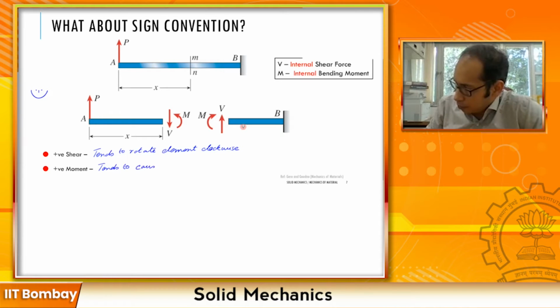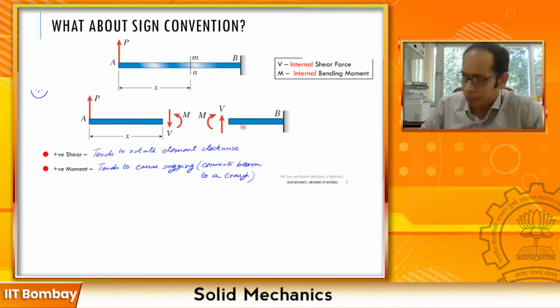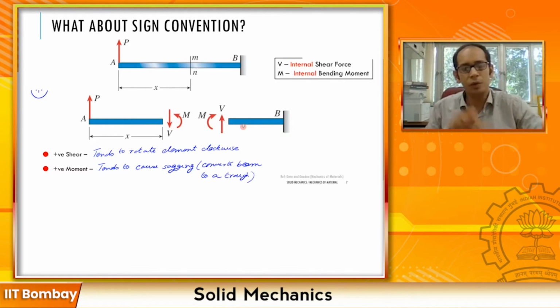Cause sagging, right? Or converts the beam to a trough, right? I hope that is clear.